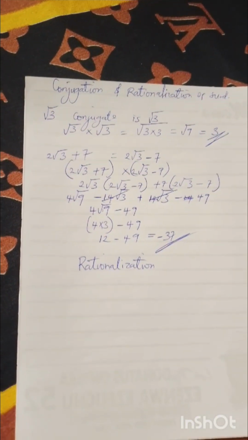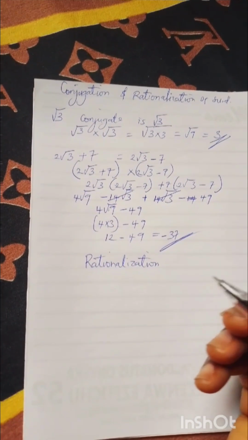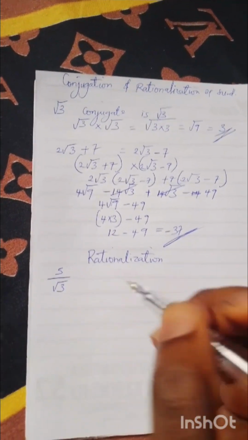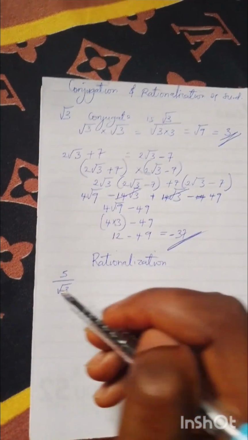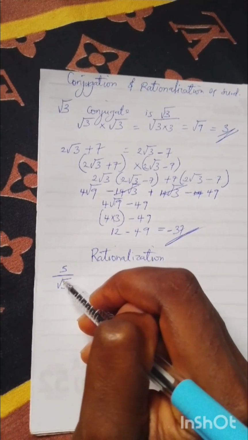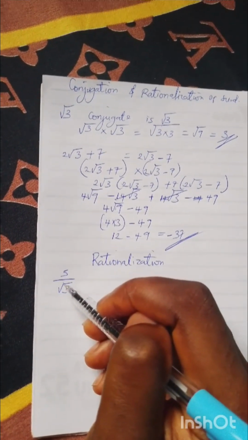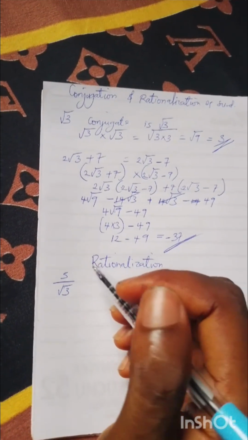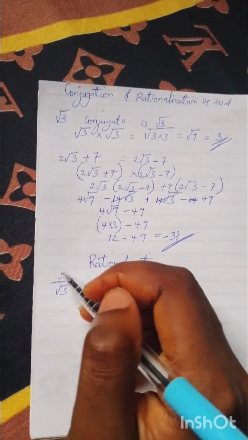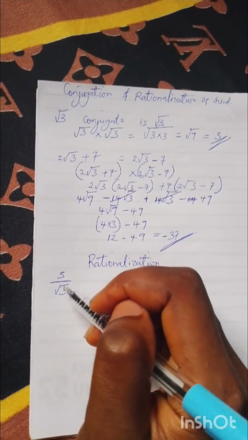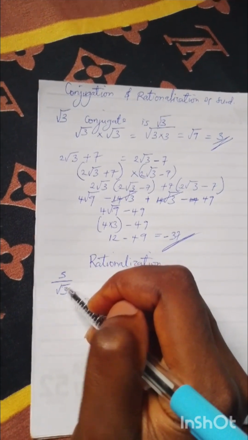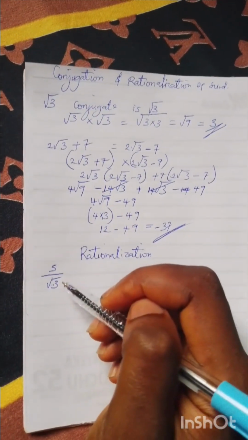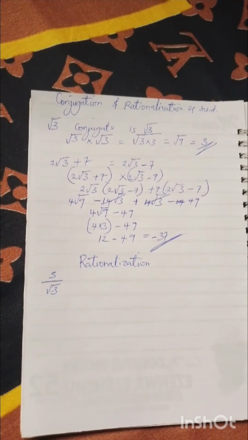So let's assume that you were given a fraction, maybe 5 over root 3. Now as you can see, the surd here is in the denominator. So to make things easier for us, the best thing to do is to rationalize this fraction. To rationalize it, all we have to do is multiply both the numerator, which is 5, and the denominator, which is root 3, by the conjugate of the denominator, which is root 3. And from what I gave here, the conjugate of root 3 is still root 3.